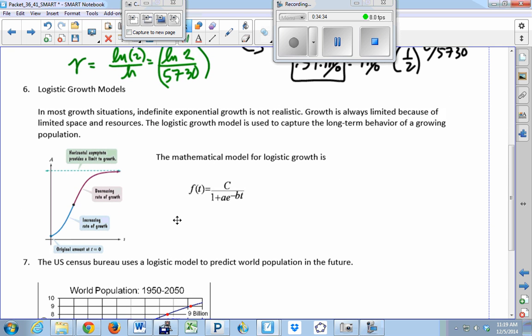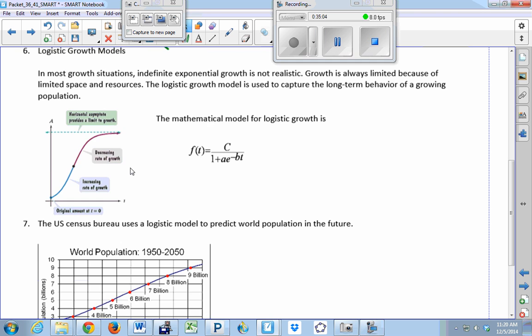So logistic growth models, I've referred to this when we were studying population growth, when we were looking at the rabbit utopia problem. In most growth situations, indefinite exponential growth is not realistic. We know that a population can't grow without bound. Growth is always limited because of either space or food resources. The logistic growth model is used to capture the long-term end behavior of a growing population. So let's take a look at this.